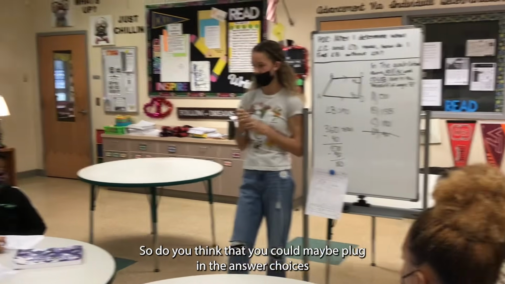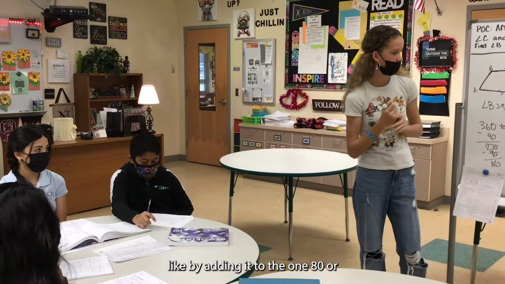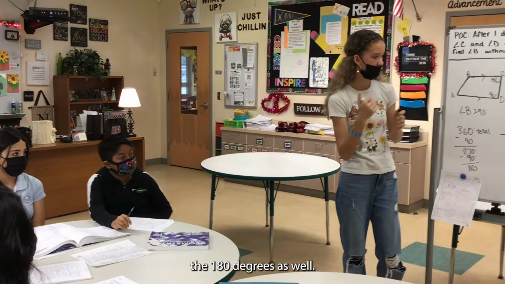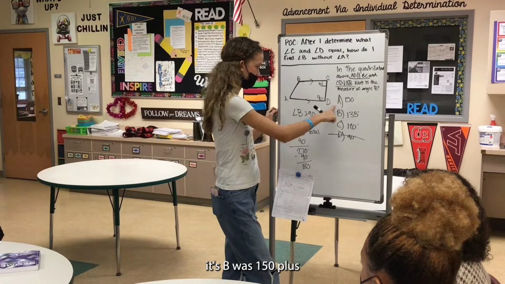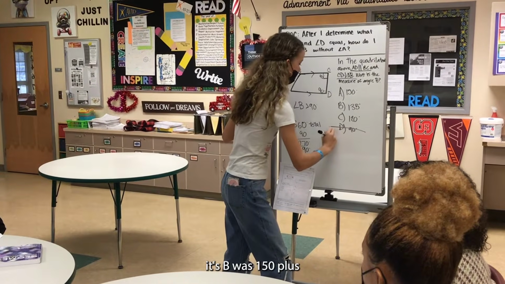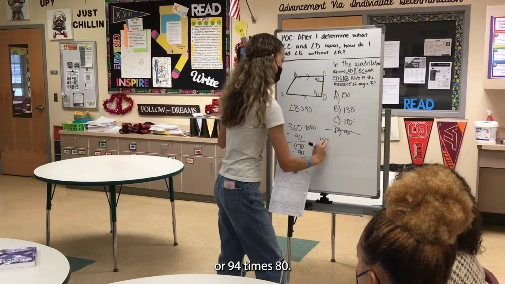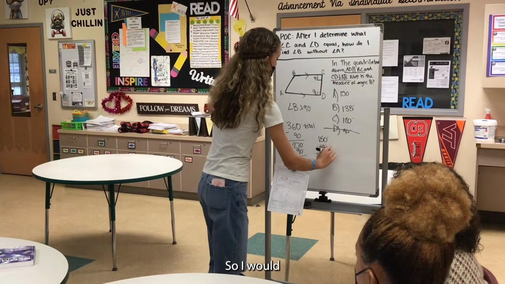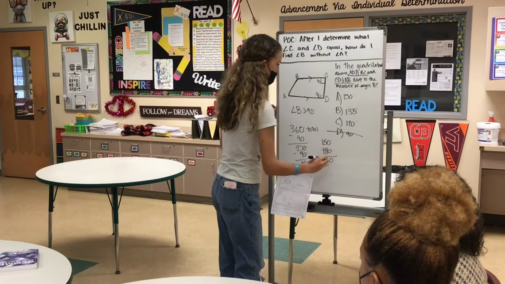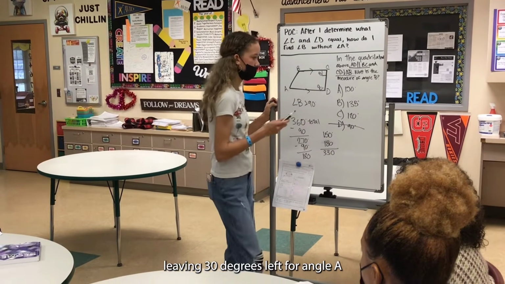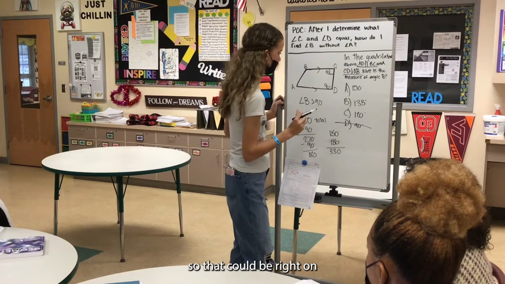Okay. So do you think that you could maybe plug in the answer choices, like by adding them to the 180 degrees that's left? So if B was 150 degrees, that'd be 150 plus 180... 150 plus 30 is 180. So that would be leaving 30 degrees left for angle A. So that could be right.